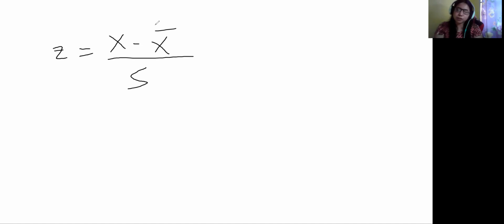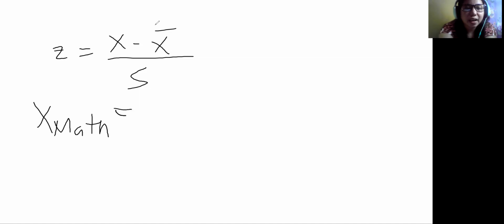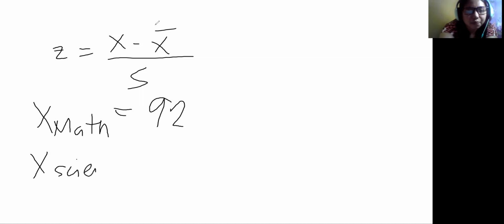So you can already compute for the mean. You know how to compute for it. You also know how to compute for the standard deviation. So given the following score, let us convert it into the standardized score or z-score using this formula. Assuming, for example, that your grade in math is 92 and your grade in science is also equal to 92.